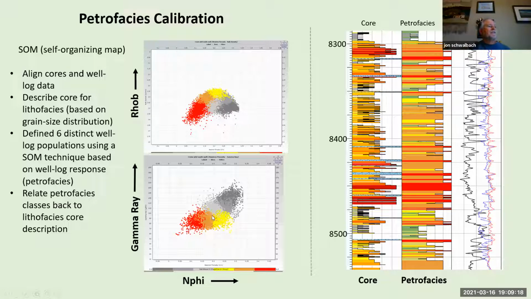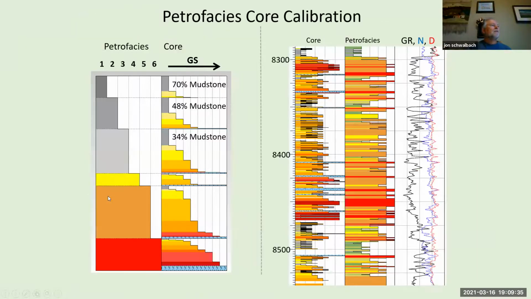And then the next big step is to relate these petrofacies classes back to the core description. So that's basically going back and saying, okay, I'm in petrofacies class 1. What do I have in the core here? I'm in petrofacies class 2. What do I have in the core here? So when we do that, here's what we came up with.